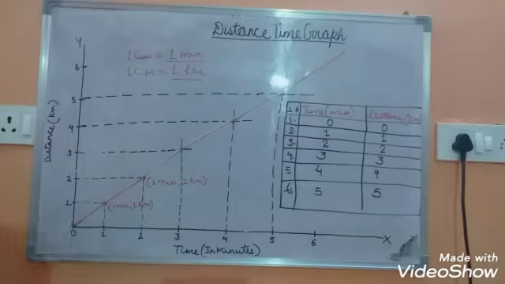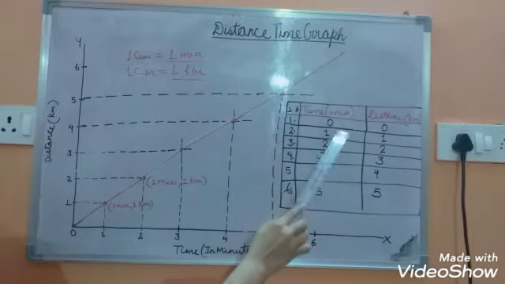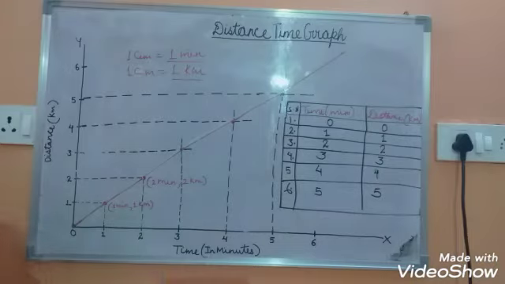Now you have taken the time in minutes at 1 centimeter distance: 0 to 1, 1 centimeter, 1 to 2, 1 centimeter, 2 to 3, 1 centimeter, 3 to 4, 1 centimeter, and so on. In the same way, we have taken the distances in kilometers at 1 centimeter: 0 to 1, 1 kilometer, 1 to 2, 1 kilometer, 2 to 3, 3 to 4, where 1 centimeter is equal to 1 kilometer, and so on.